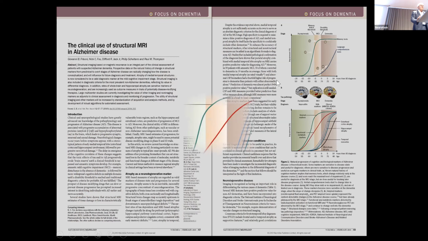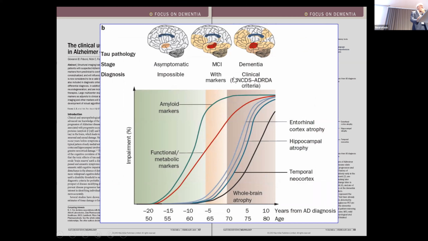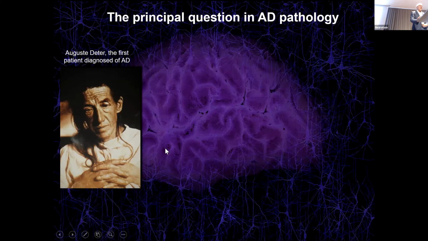So one of the most interesting things from my point of view, because I am an anatomist, is that for many years both the tau and beta amyloid pathology are asymptomatic and impossible to distinguish. Then you have mild cognitive impairment with markers you can visualize. Then you have dementia. But there are many years that you have these pathological findings, but you are not demented. You don't apparently have any cognitive problems.